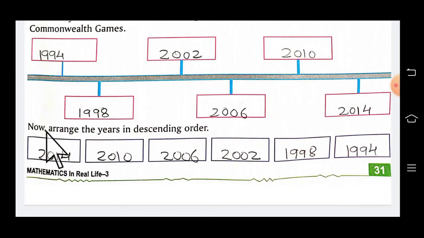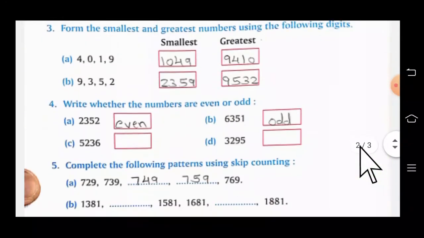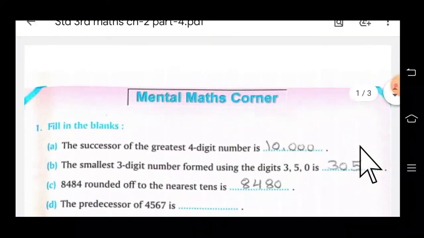Next, now arrange the years in descending order. Now we arrange all these years in descending order, that means big to small. So our first answer is 2014, then 2010, then 2006, then 2002, then 1998, and the last is 1994. So here our chapter number 2 is done.